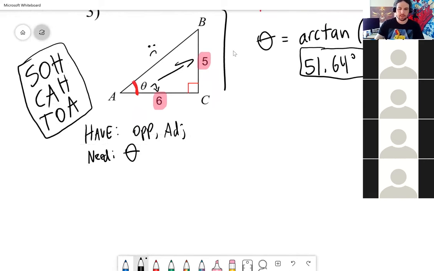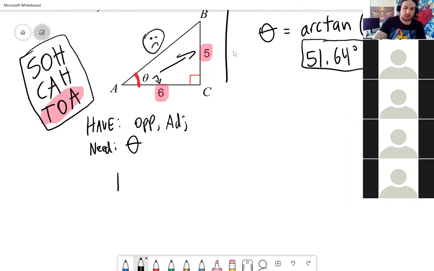And so which one? Tangent's the only one that has opposite and adjacent. I know I keep saying this, but if we use the Pythagorean theorem to solve for the hypotenuse here, then we could use sine or cosine or tangent. Any of the three would work if we knew what that hypotenuse was. But why do two steps when we can do it in one?